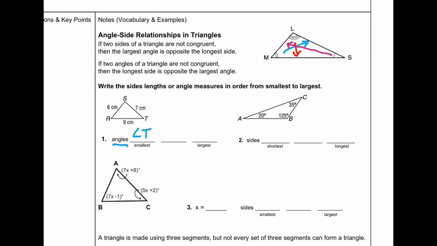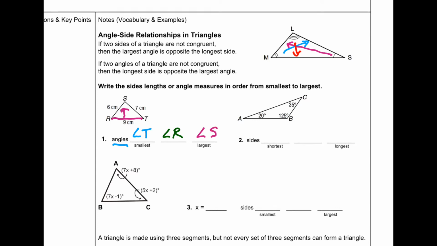Now if I want to find the medium angle, I have to locate the medium side. And for me that's going to be 7, right? So then that means the angle opposite it, angle R, is going to be the medium one. And then last but not least, if I'm looking for the largest one, I find that largest side, and I find the angle opposite it, which would be angle S in this case.